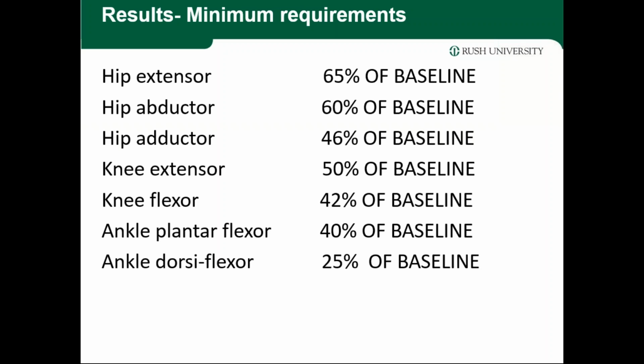What does it mean? It means that if we get a reduction in muscle strength of more than 50% in, for example, knee extensor or hip adductor or hip abductor, then the person won't be able to complete the gait task. So we can have an estimation of the role and the importance of each muscle group in shaping the natural gait.